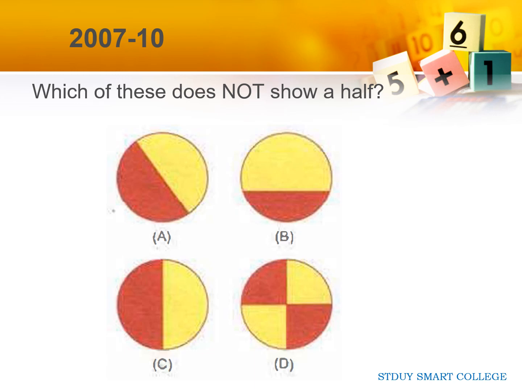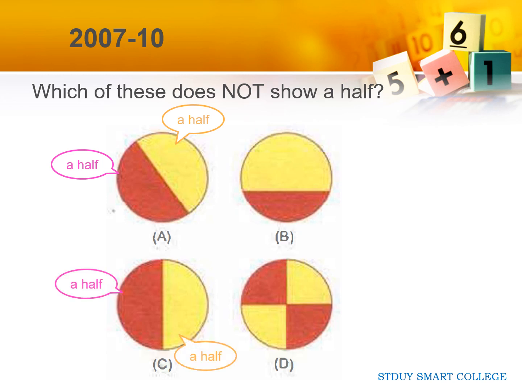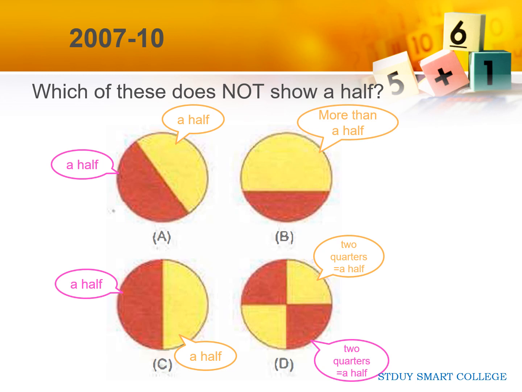Which of these does not show a half? We can see option A, red and yellow are half each. Option C, red and yellow are also half each. Option D, red and yellow have 2 quarters each. Option B, yellow is more than half, and red is less than half. Hence choose B.